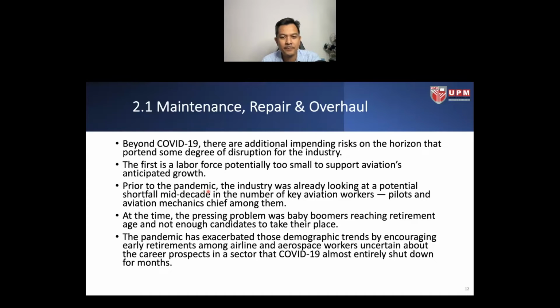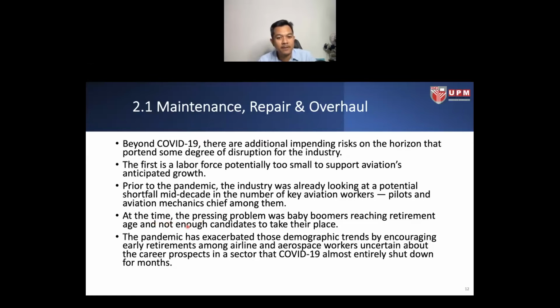Prior to the pandemic, the industry was already looking at a potential shortfall mid-decade in the number of key aviation workers, including pilots as well as aviation mechanics, chief among them, because these people were highly in demand pre-pandemic, but during the pandemic they did not have any job. So most of them ended up working in other sectors.